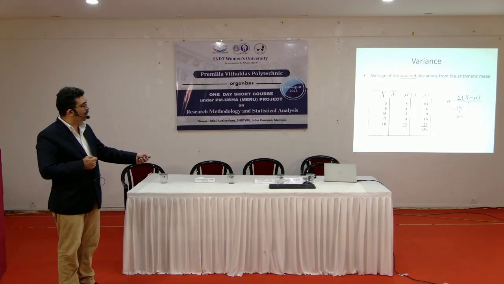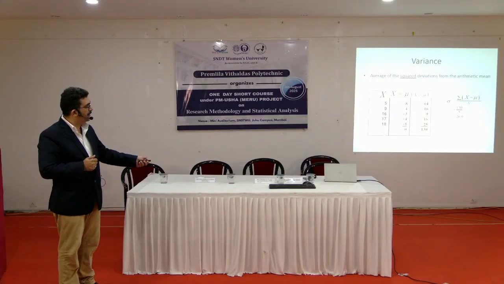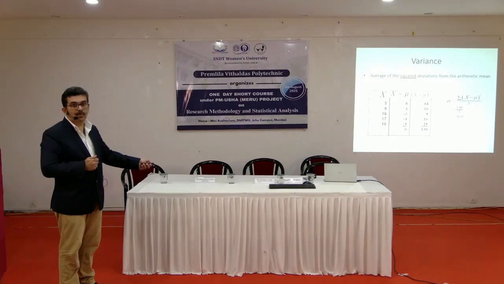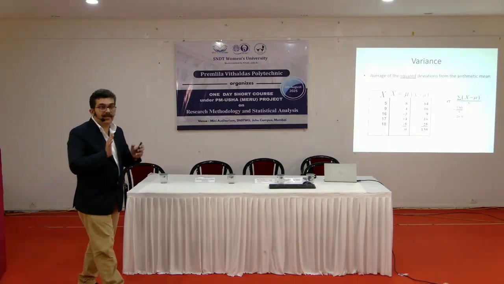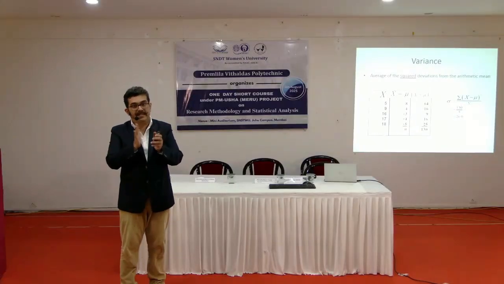So minus 8 square is, minus minus square is plus 64, 16, 9, 16 and 25. So the sum of x minus mu square comes to 130. You divide this 130 by 5, and it will give you the average deviation, 26. So on an average, variance is defining how much our numbers are deviating.